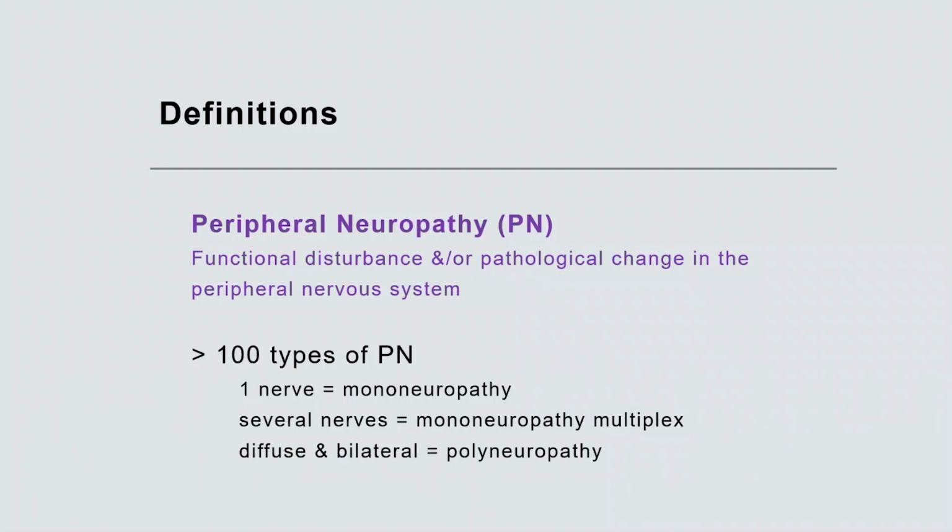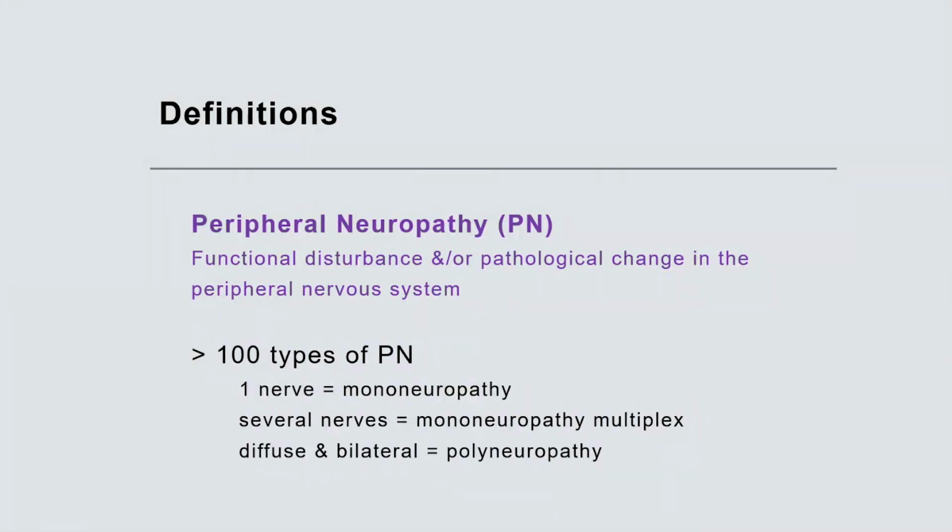I like to start off with a couple of definitions. Can't talk about neuropathic pain without talking about neuropathy. And as a podiatrist, as a lower limb specialist, we're talking about peripheral neuropathy here in the lower limbs. In the wider definition, peripheral neuropathy is any functional disturbance or pathological change in the peripheral nervous system. And there are over 100 types of peripheral neuropathy.